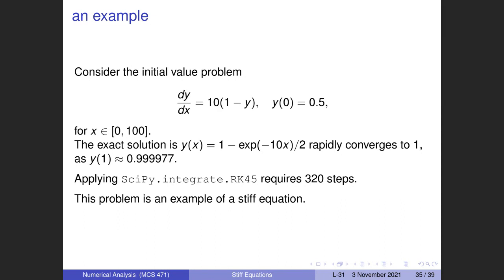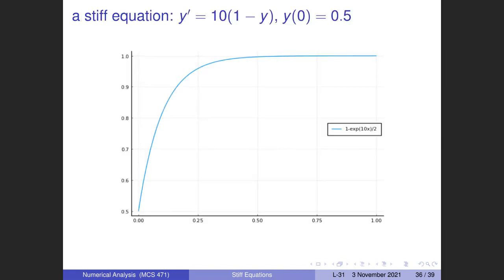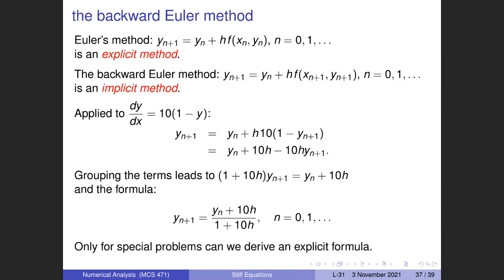What to do about this now? Well, in order to solve this better than the RK45, we need to use an implicit method. So this is another class of methods. We will introduce it with Euler. We will see more examples of implicit methods later.